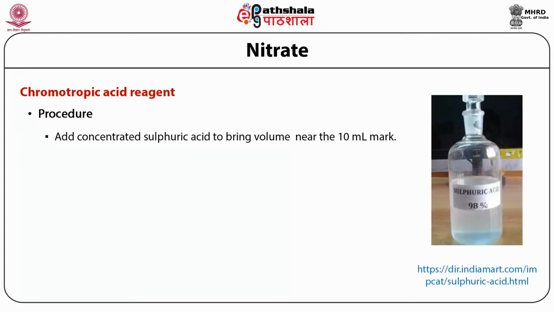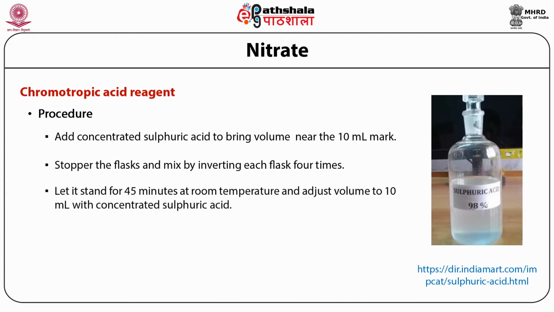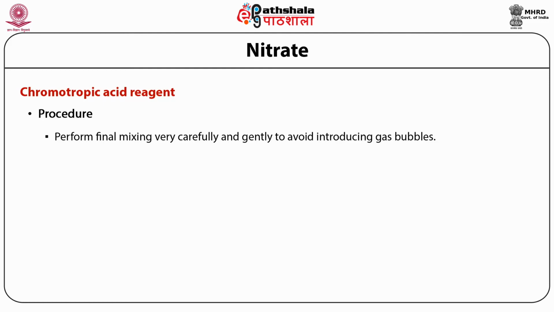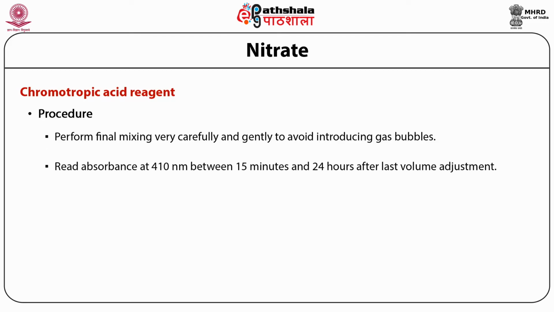Then add concentrated sulfuric acid to bring the volume near to the 10 ml mark. Stopper the flask and mix by inverting each flask 4 times. Let it stand for 45 minutes at room temperature and adjust the volume to 10 ml with concentrated sulfuric acid. Then perform the final mixing very carefully and gently to avoid introducing gas bubbles. Then read the absorbance at 410 nanometer between 15 minutes and 24 hours after the last volume adjustment.